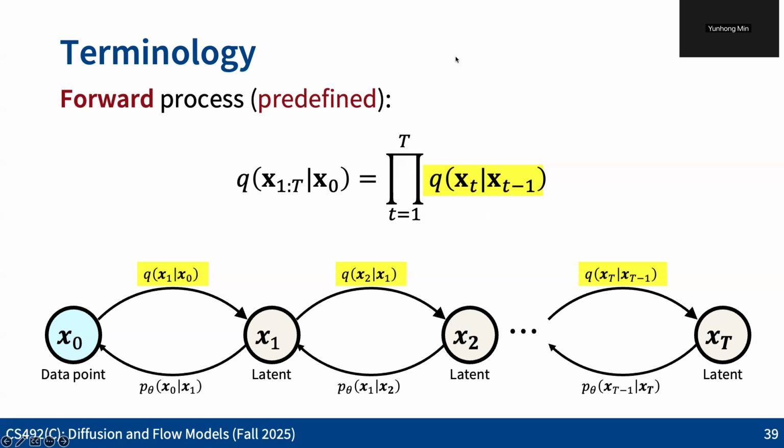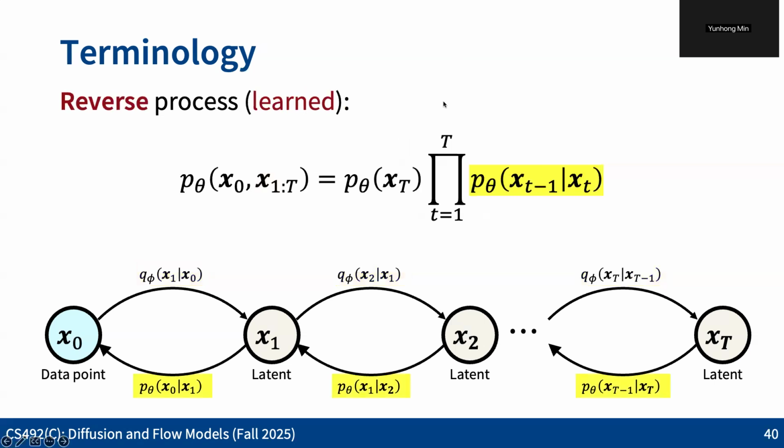And as I said, this is the transition distribution that we are going to predefine. So let's see how we are going to predefine it. And the other way around, the mapping from the latent to the data points is the reverse process. That's the process that we are going to learn. So we are learning this distribution, not this one.